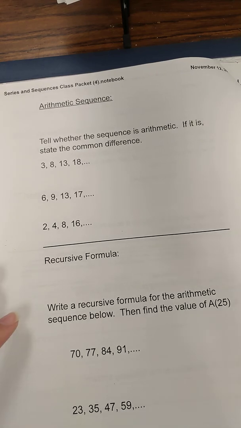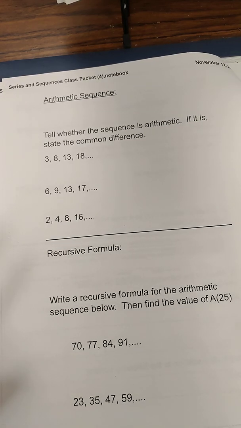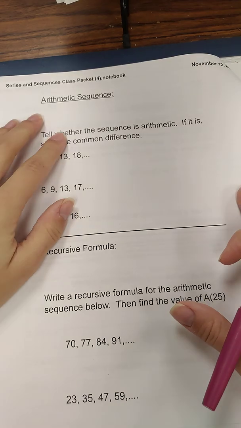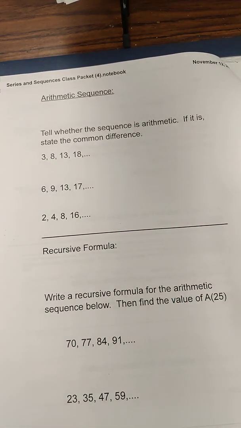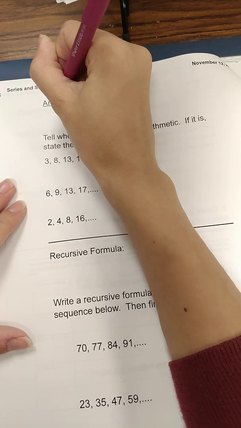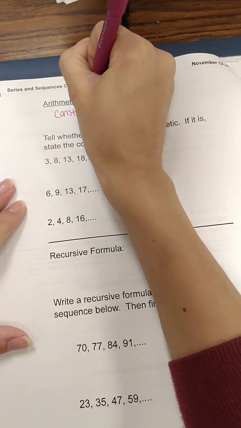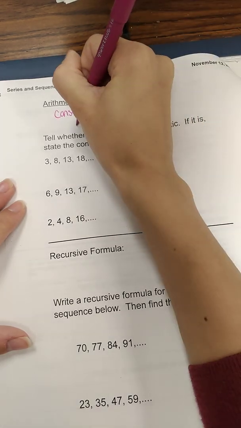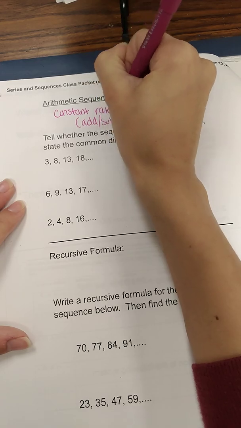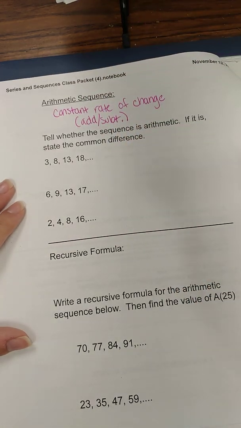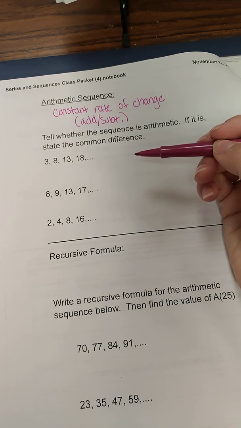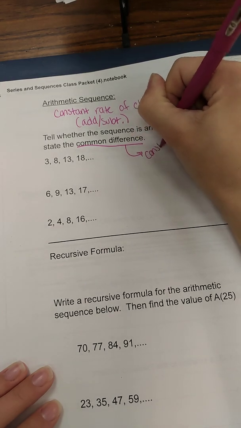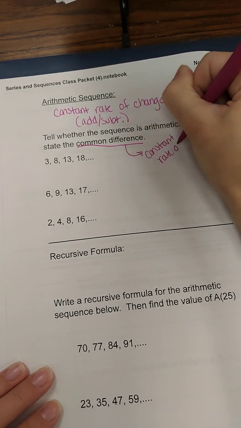This is on page 2 of your class packet, and in this chapter we're looking at sequences, which is a list of numbers, usually with a pattern. We're looking at a certain type of sequence called an arithmetic sequence, which is a sequence with a constant rate of change, meaning addition and subtraction. So for these 3 examples, we're going to determine if it's arithmetic, and if so, state the common difference, which is just that constant rate of change.